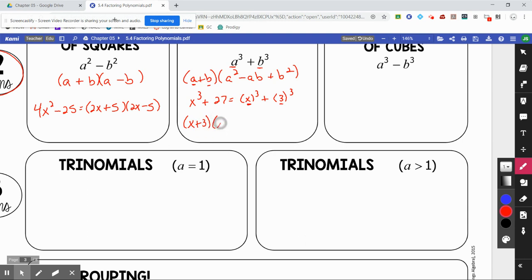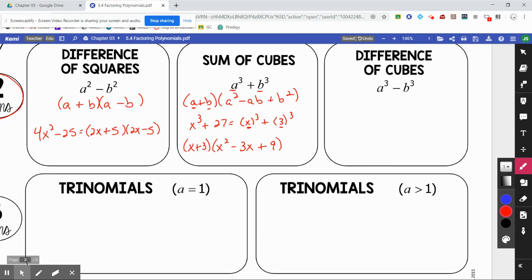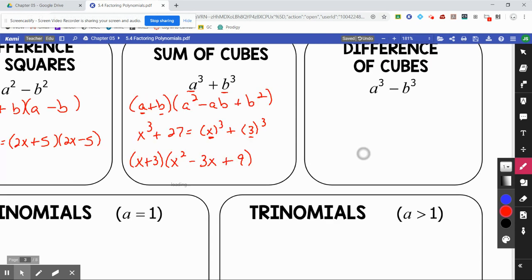Take out the a, put in an x, and that'd be x squared minus, take out the a and b and put in a 3 and an x, and then plus b to the second would be 3 to the second, which is 9. Difference of cubes works the exact same way, except your formula is slightly different. It'd be a minus b times a squared plus ab plus b squared.